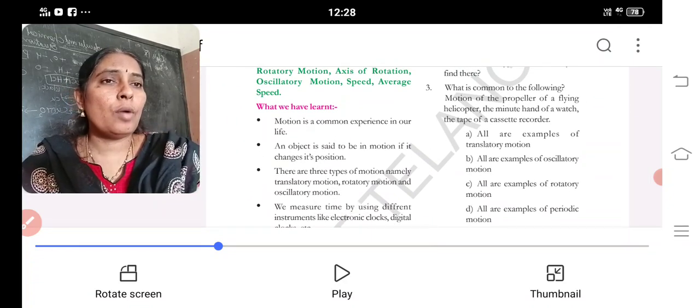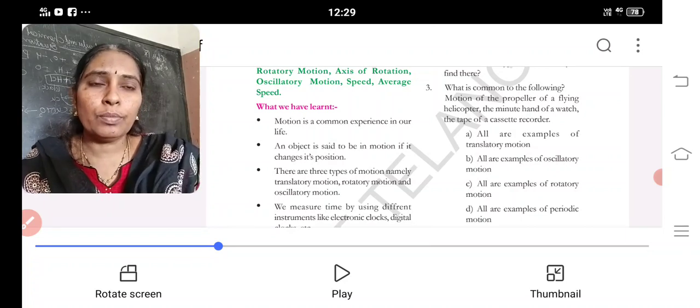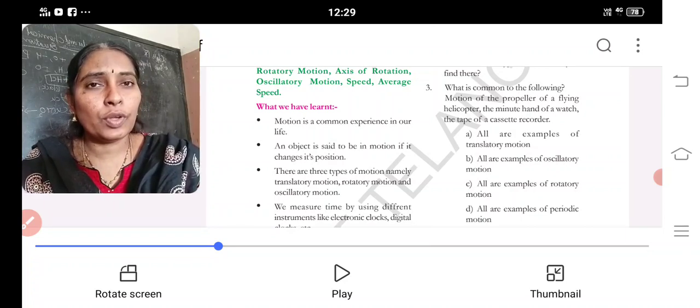Next, what is common in the following motions: the propeller of a flying helicopter, the minute hand of a clock, a fan and a watch? Third one. These three answers you have to write one time in the back of your class book.